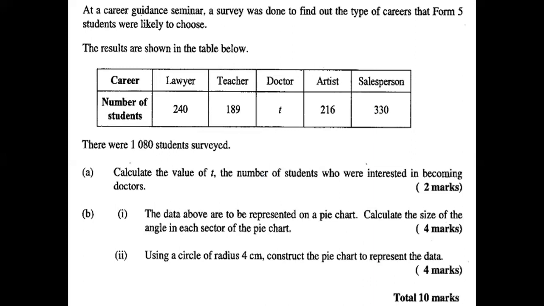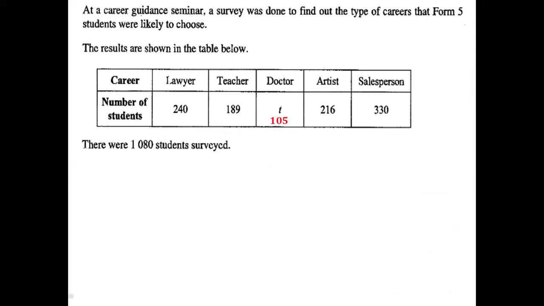Now, the rest of the questions, let me go back and look. The data above are to be represented on a pie chart. Calculate the size of the angle in each sector of the pie chart, right? And below that, they're saying that we should use a radius of 4 centimeters to construct the pie chart. That's a whole 8 marks. That's a lot, right? So let's do some calculation and then draw our pie chart for the 8 marks, with 2 marks for the 105 doctors right there.